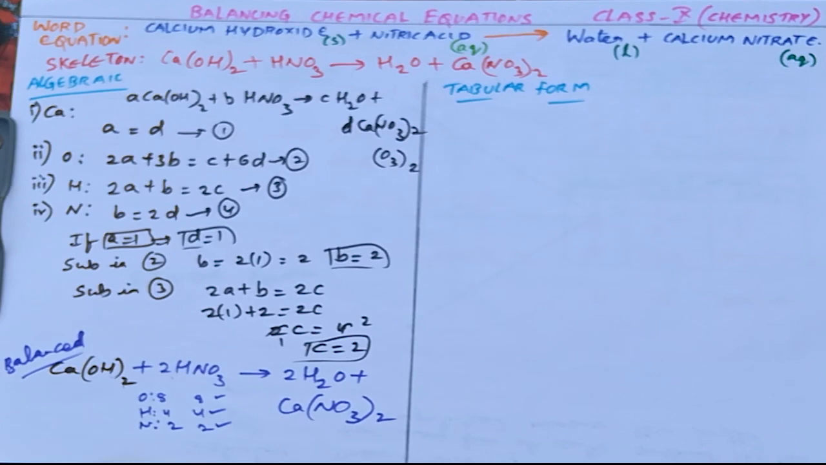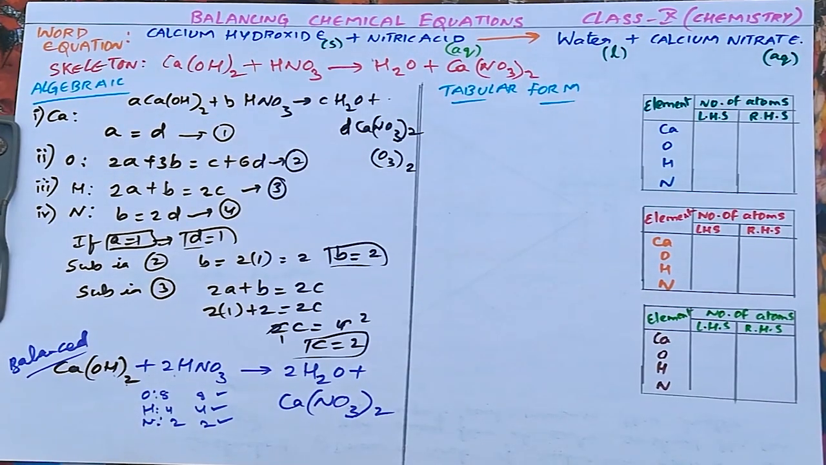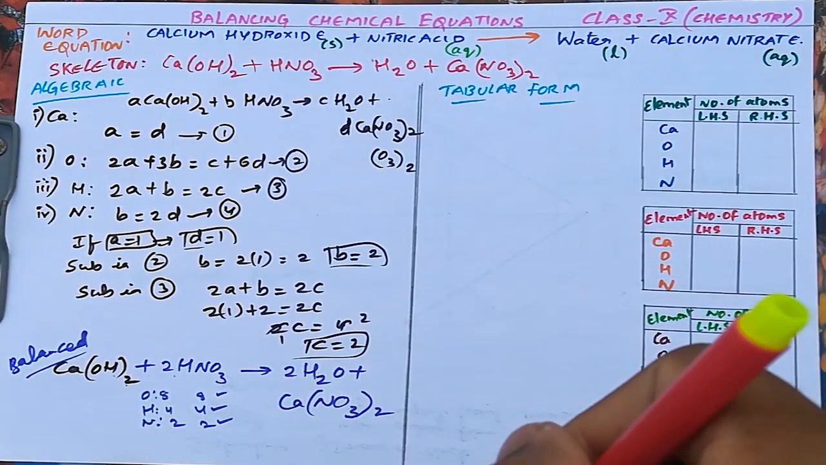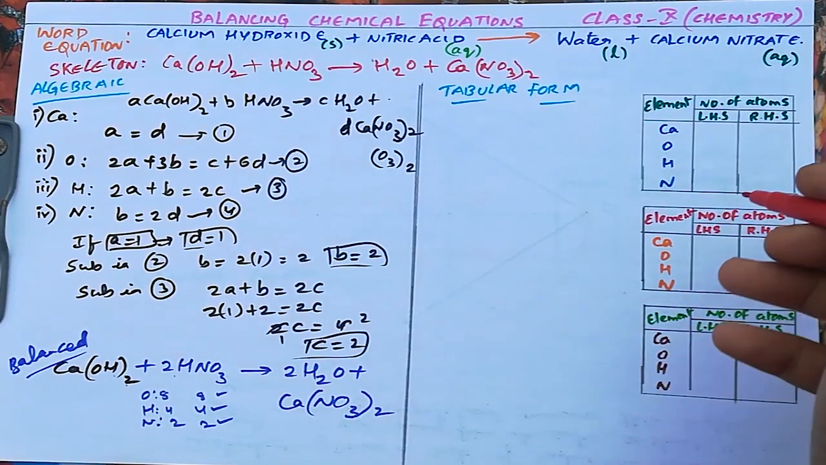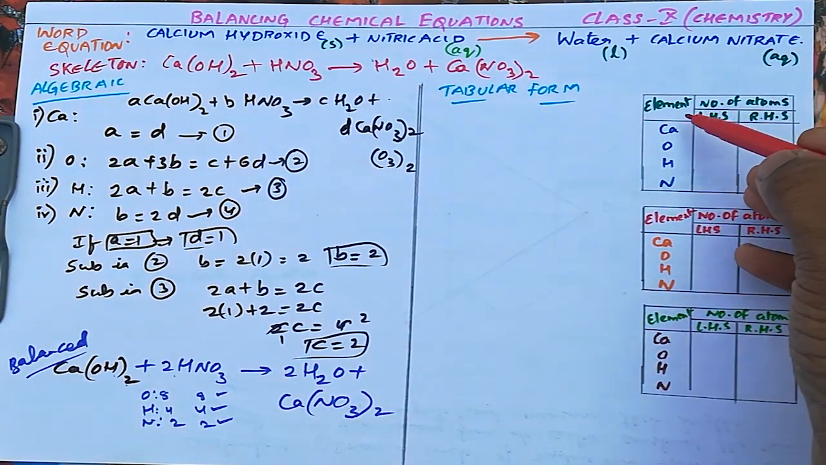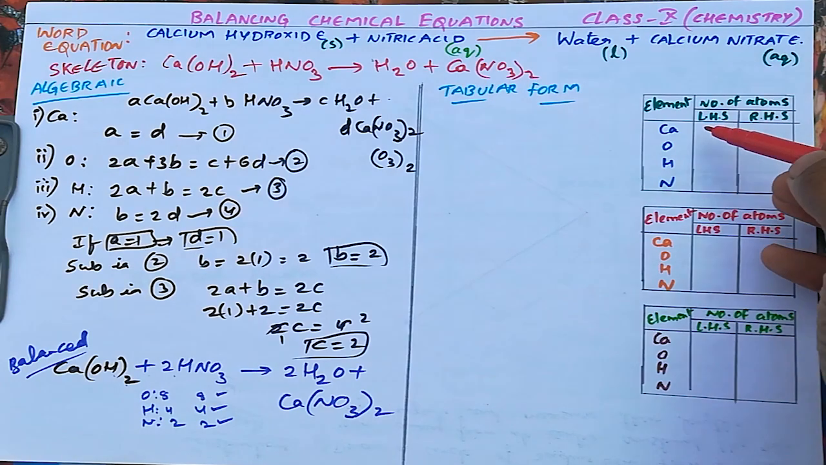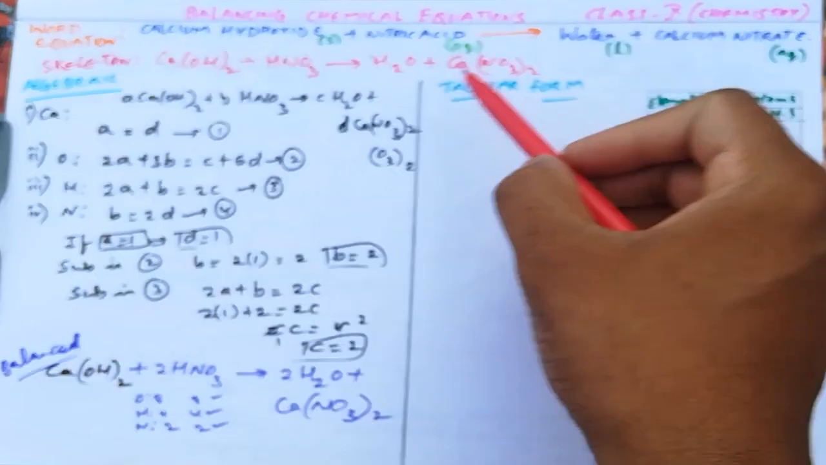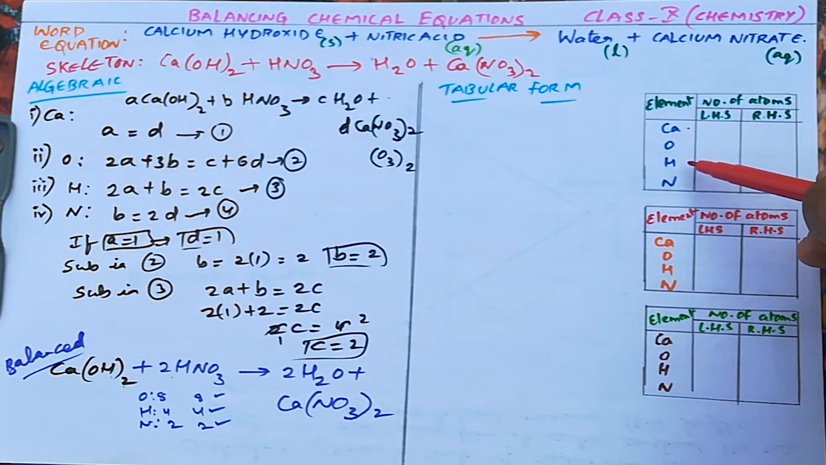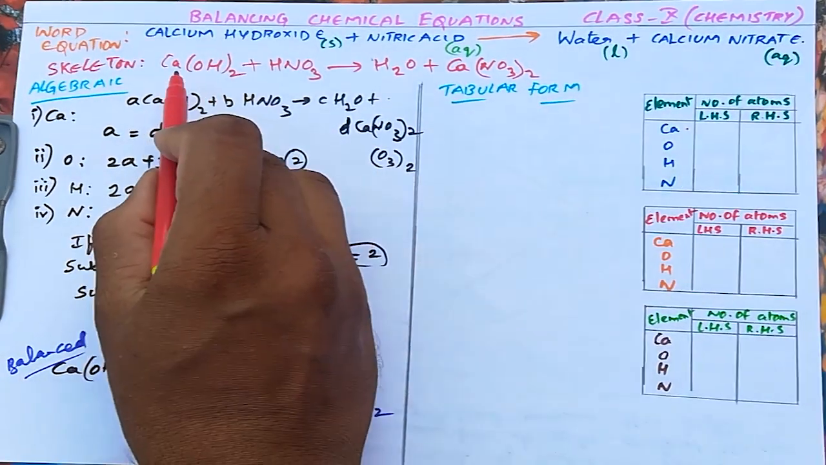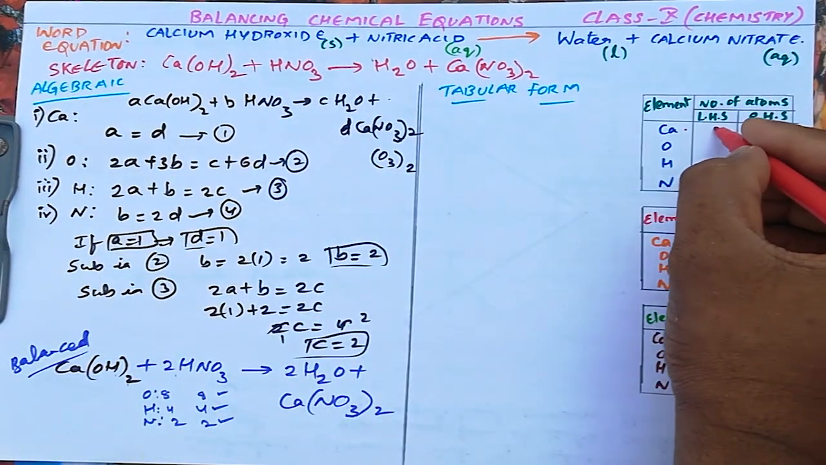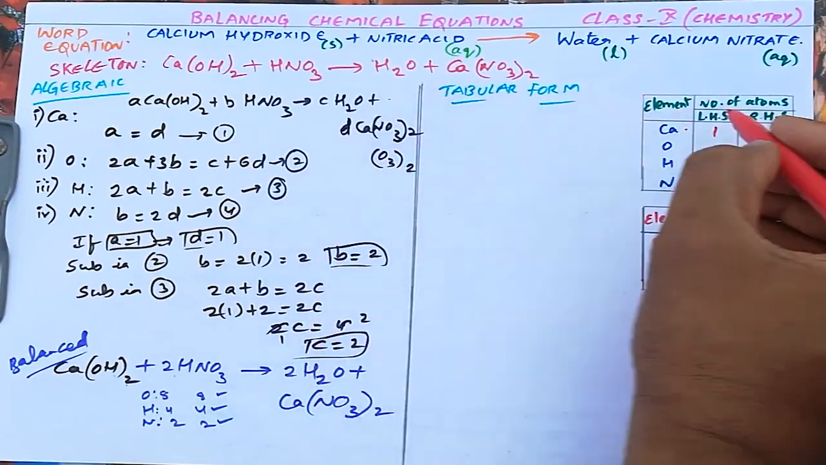Now coming to the second form. Okay, now second method for the same example, tabular format I am taking. So write in the tabular format element, number of atoms, LHS and RHS. What are the elements we have in this chemical equation? Means calcium, oxygen, hydrogen and nitrogen. So first we'll write from the skeleton equation how many number of atoms for the calcium. Here in the LHS we have only 1, and for the RHS also 1.